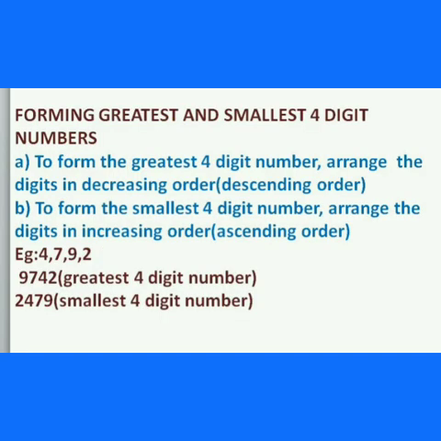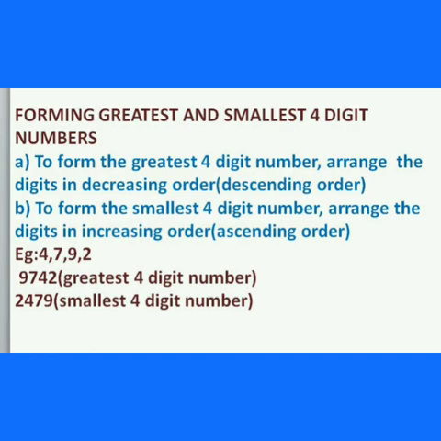Next comes formation of greatest and smallest 4-digit number. To form the greatest 4-digit number, arrange the digits in decreasing order, that is in descending order, that is from bigger number to smaller number. Next, to form the smallest 4-digit number, arrange the digits in the increasing order, that is ascending order.